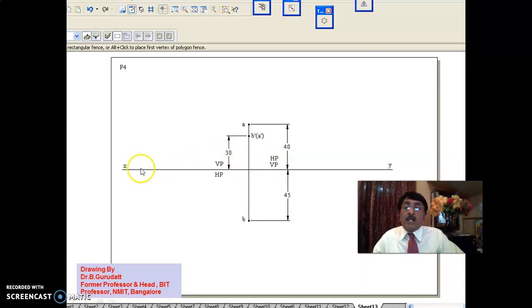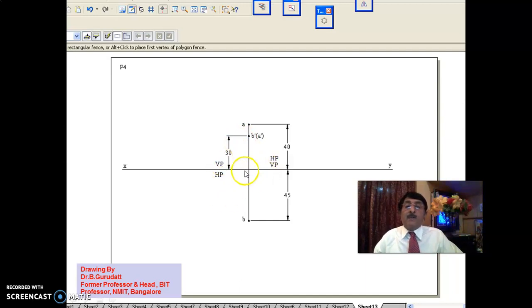I'll repeat: the XY line you take, and they have clearly said a point 30 mm above the XY line will represent the front view of the 2 points A and B. That means when the front view is common, there should be one behind the other. Since the front view is above the XY line, you should come to the understanding that it should be the first and second quadrant only. If it is below the XY line, I would have taken the third and fourth quadrant. Now it is the first and second quadrant only because it is above the XY line.